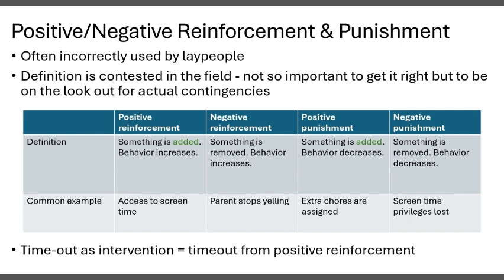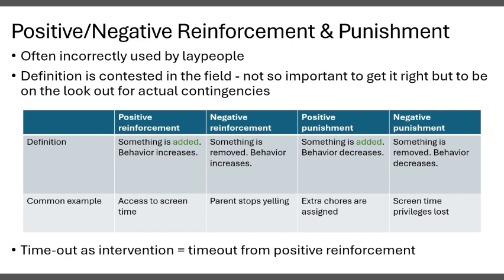And technically, there's a little bit of debate in the field about what these mean, but essentially, it's not so important to get it exactly right. But to watch out for the actual contingencies, we usually think about positive things as things being added to the environment, and negative things being removed from the environment. So positive reinforcement means something's added and behavior increases. Negative reinforcement means something's removed and behavior increases.